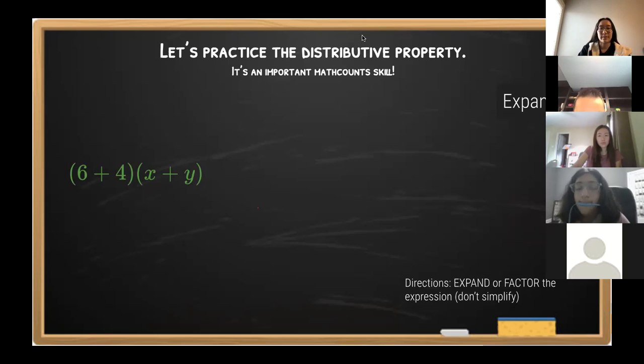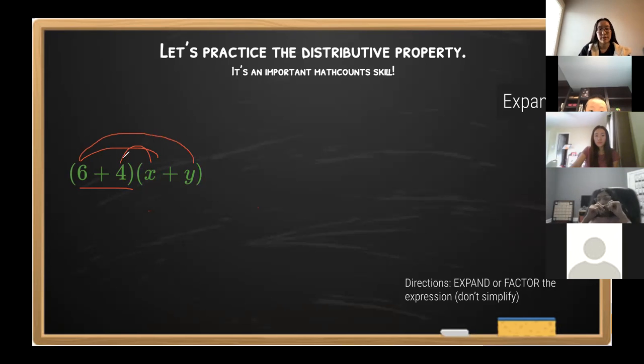What you can do easily is just do 6 plus 4, that simplifies to 10, and then multiply that times x plus y. And you can also use the FOIL method. That's not the most efficient method for this problem, but it's useful for when these are also variables. For FOIL, you would multiply 6 times x, then 6 times y, 4 times x, plus 4 times y. So I see some of you using that method in the chat.